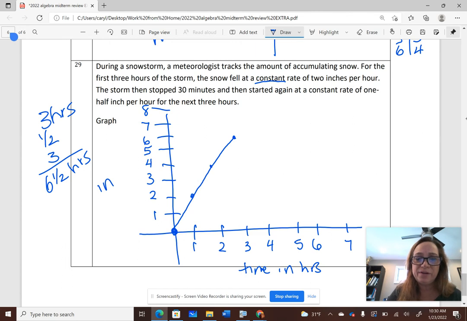All right, it stopped for 30 minutes. 30 minutes is half of an hour. And then it started again at a half inch for the next 3 hours. So I'm going to go to 4.5, and I'm only going to go up to 6.5. And then I'm going to go to 5.5, and that'll bring me to 7. And then I'm going to go to 6.5, and that's going to bring me to 7.5. Again, it'll be easier on the test.